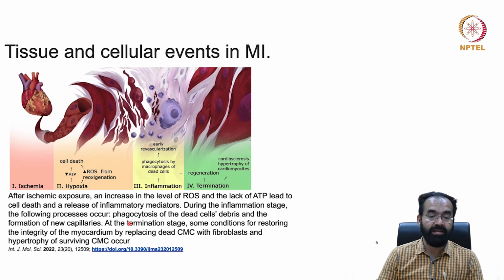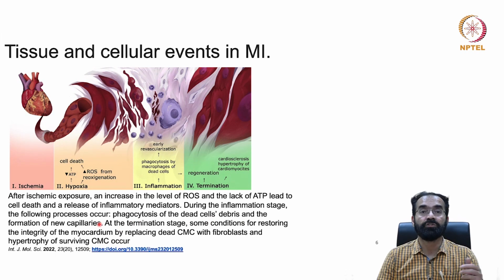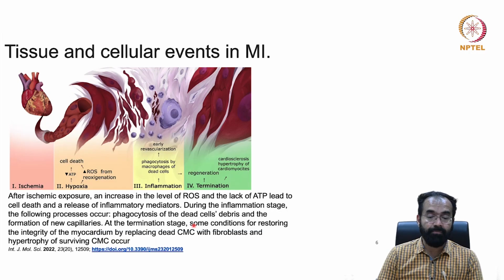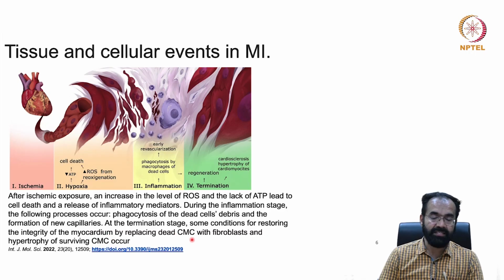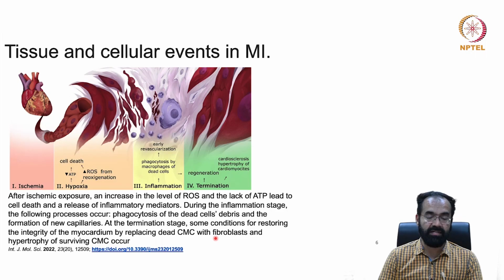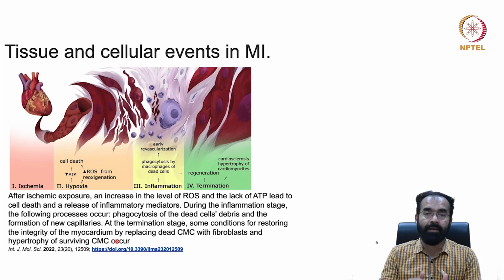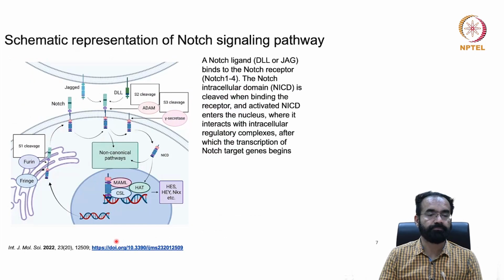During the inflammation stage, the following processes occur. Let us see what they are. Phagocytosis of the dead cells must happen, and the debris should be cleared, and it should also form new blood capillaries so that new cells can survive. At the termination stage, the integrity of the myocardium is restored by replacing the dead cardiomyocyte cells, CMCs, with fibroblasts and hypertrophy of the surviving CMCs. Hypertrophy means expansion of the size so that the damaged portion can be restored.